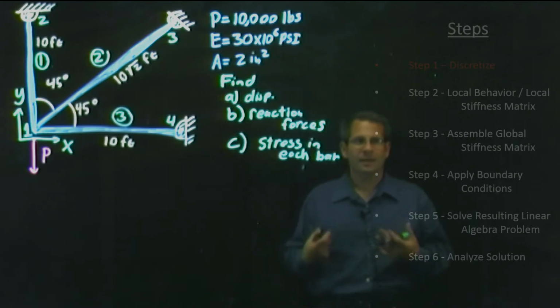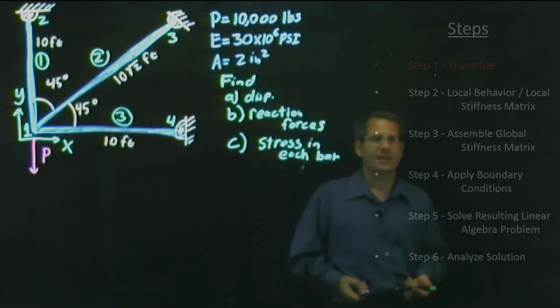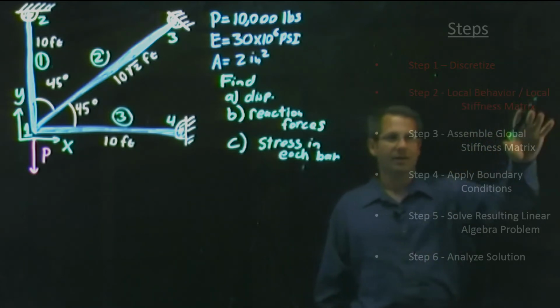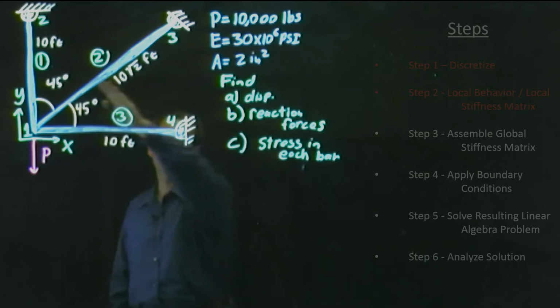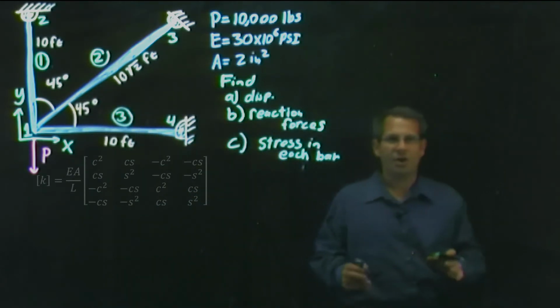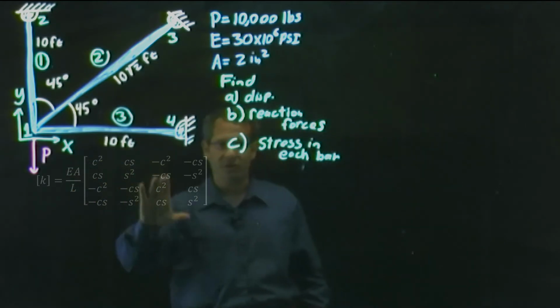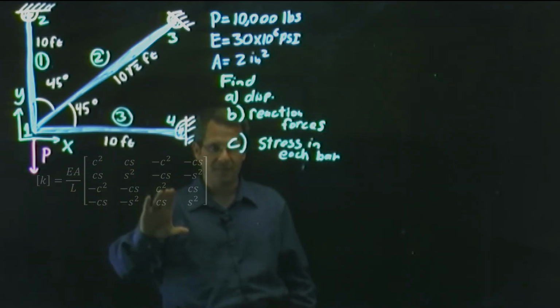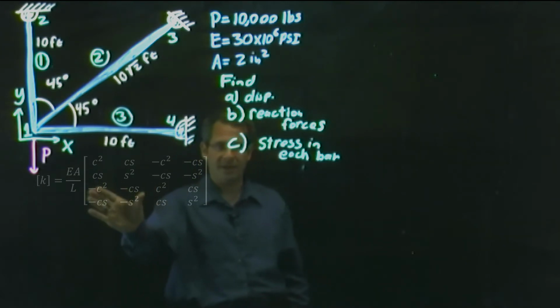Hi. Now that we've discretized our problem, we're ready to move on to our next step, finding the local behavior and finding the local stiffness matrix for each one of our three elements. So you'll recall from previous lectures that we found that the general form of the local stiffness matrix in global coordinates takes on this form.